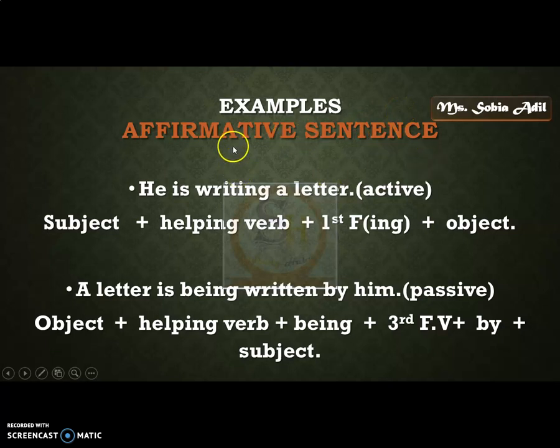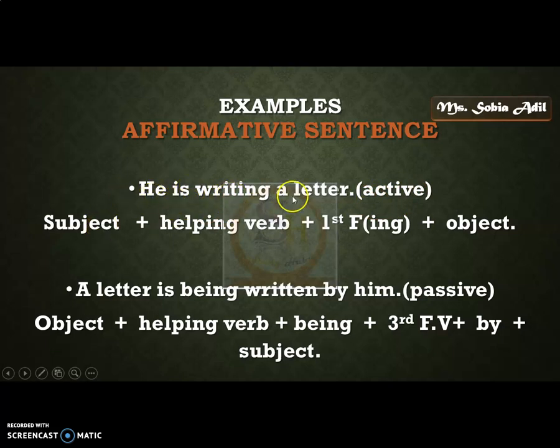So examples are here for you. First one is the affirmative sentence. You need to follow this structure. The simple active voice of present continuous tense, the structure is like this. First we write the subject, then comes the helping verb is, am, are, right? Then comes the first form with ing, and after that we write the object. This one is the active voice, the simple sentence of present continuous tense.